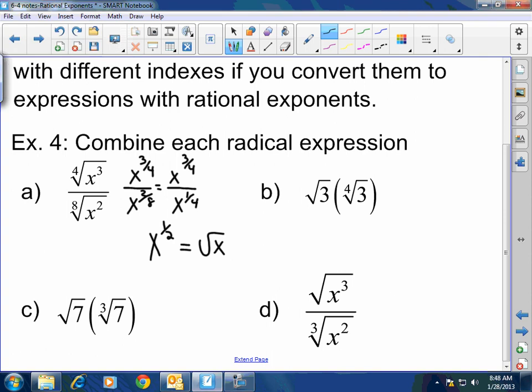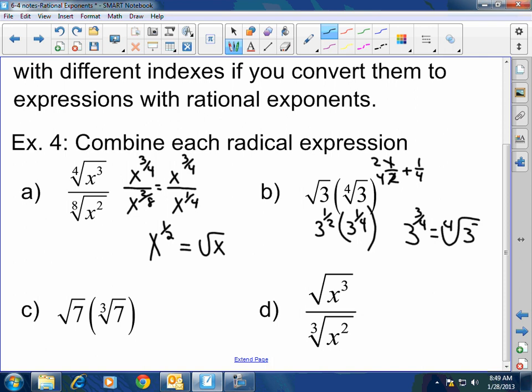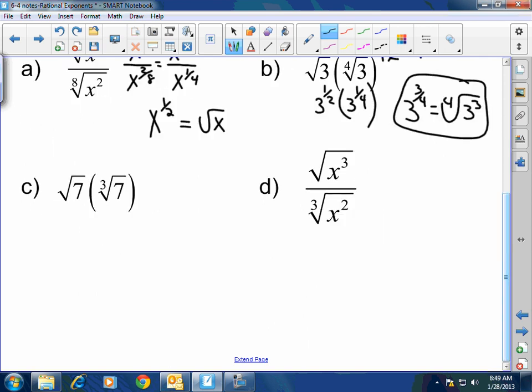All right, so B. I have the square root of 3 times the 4th root of 3. I can't do anything like this in this radical form. However, I can do this: 3 to the 1/2 times 3 to the 1/4. Now I have the same base. When I have the same bases, I add the exponents. So it's going to be 3 to the, remember guys, 1/2 plus 1/4. That goes to 4, that goes to 2. So that's 3 to the 3/4, or the 4th root of 3 cubed. Rational form and radical form.